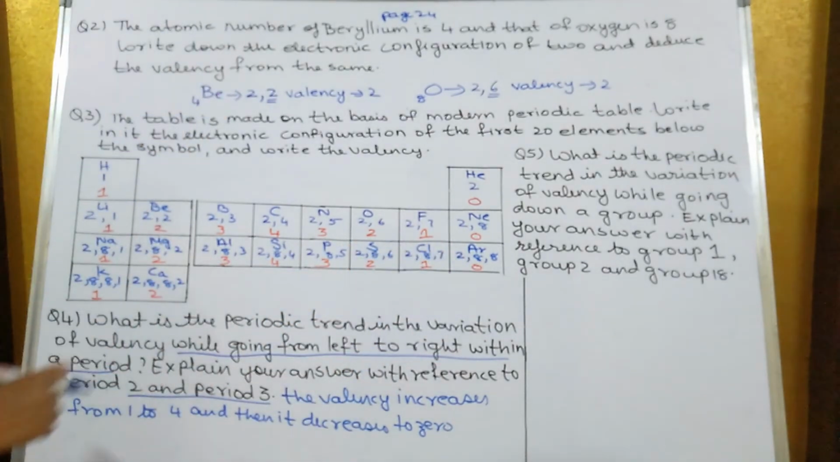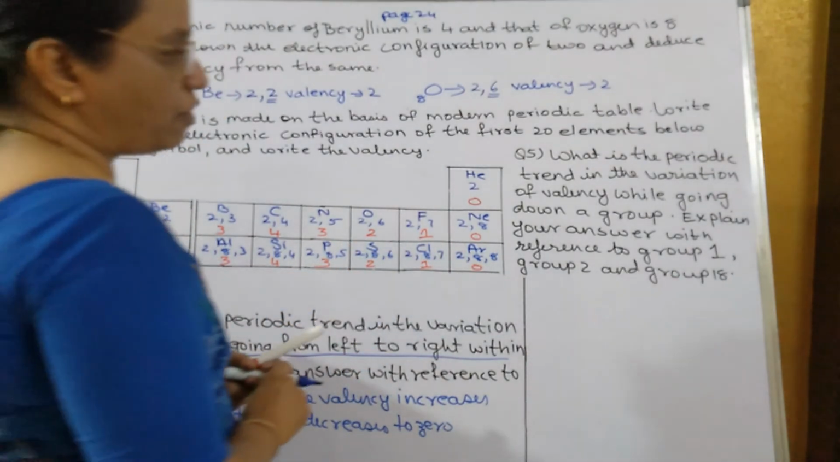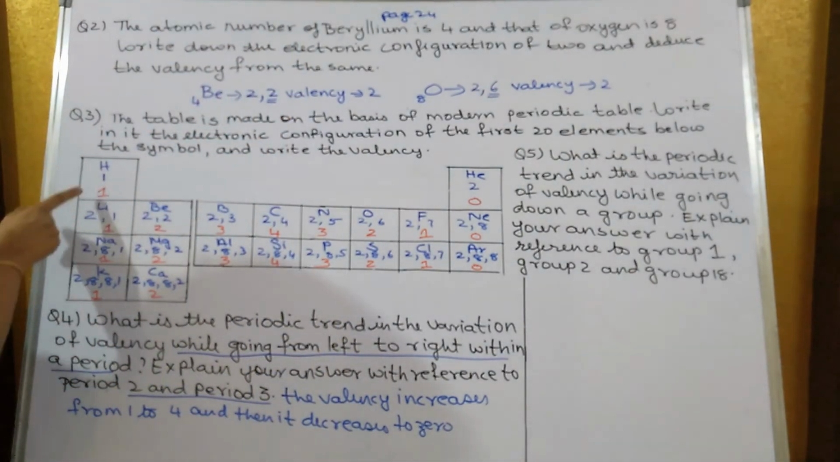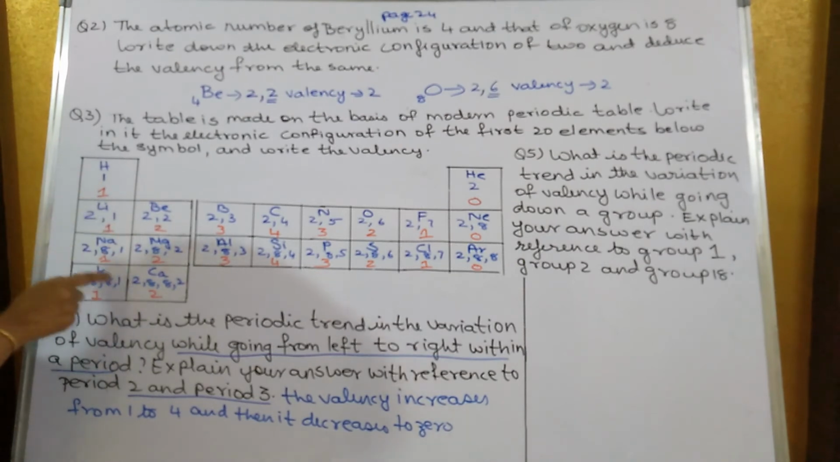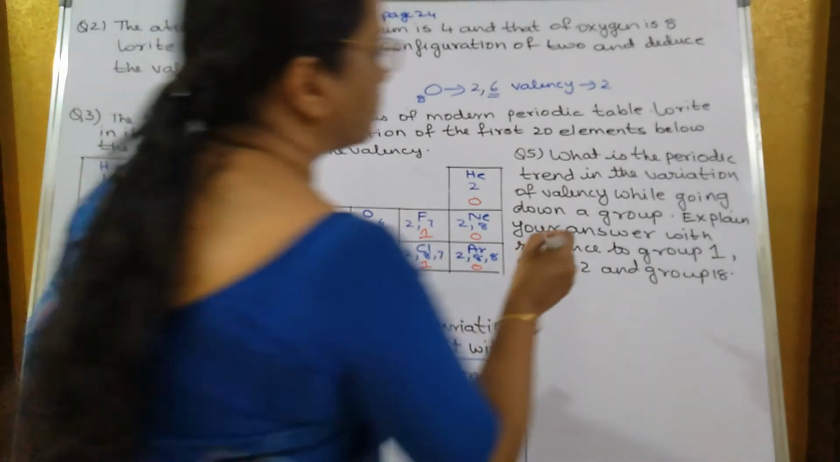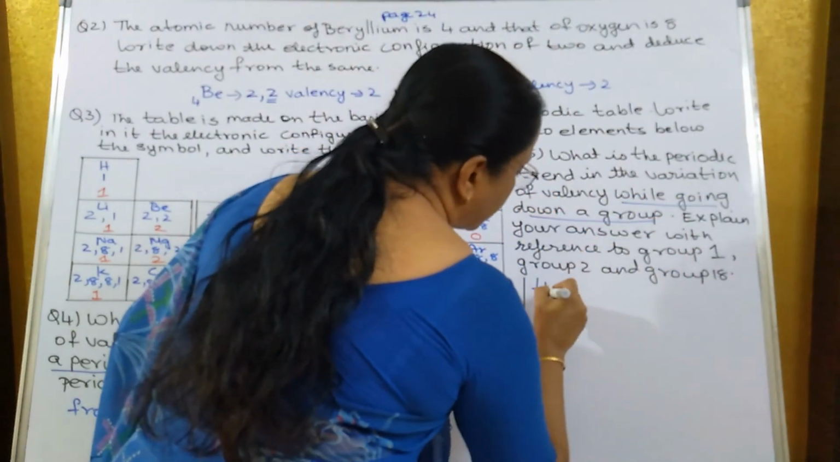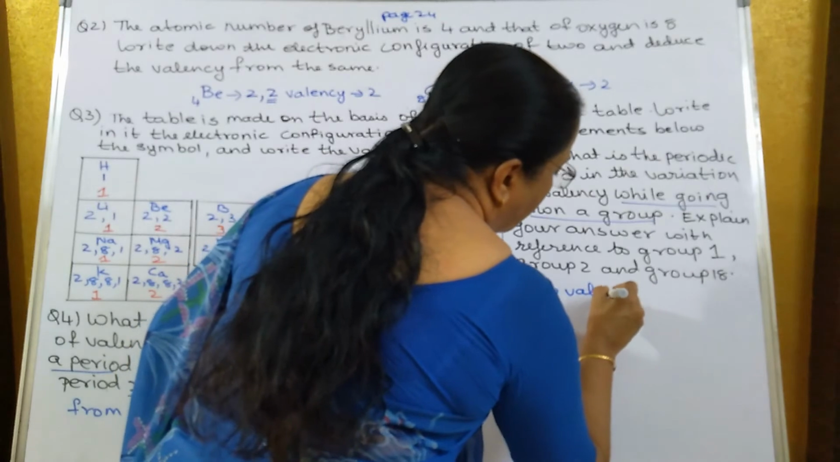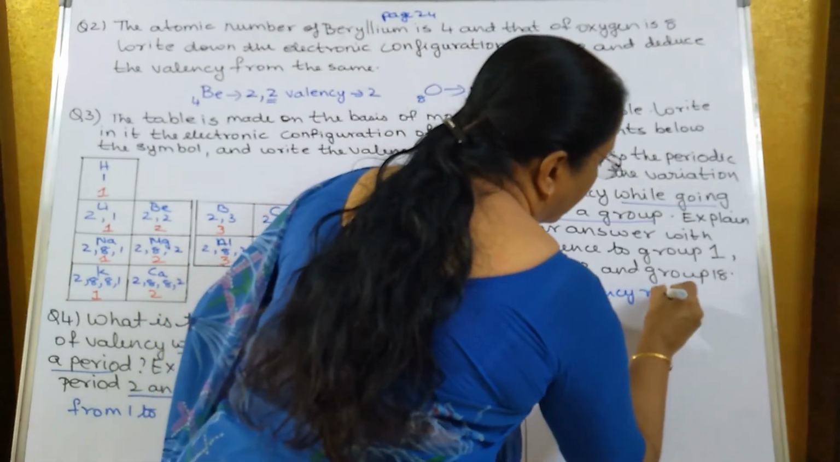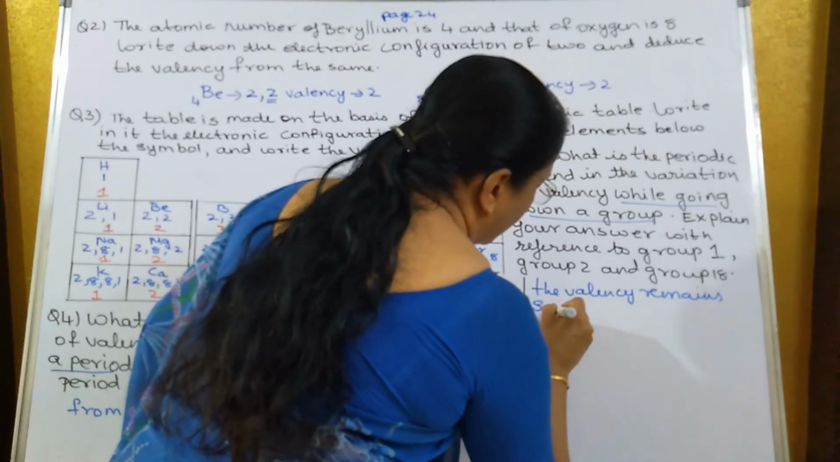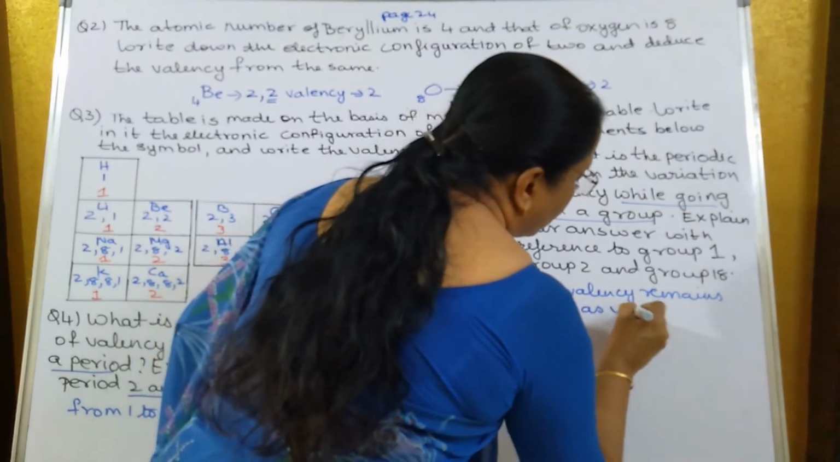Now what is the periodic trend in the variation of valency while going down a group? When you go down a group, you will find all the valencies are same. Why? Because the valence electrons are same. So while going down a group, the valency remains same, as valence electron is same.